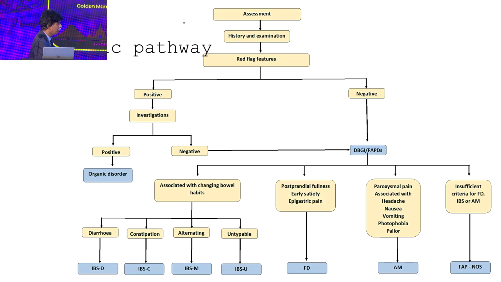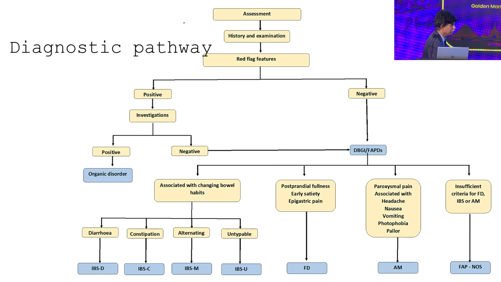So how are we going to diagnose these things? You don't need any rocket science to diagnose functional abdominal pain. It's the easiest thing to do. We take a history and examination and look for red flag features, and if the red flag features are positive, you need investigations, and sometimes you can find organic disorders like inflammatory bowel disease, gastritis, duodenitis or GORD. So if all these things are negative, they have functional gastrointestinal disorders actually.